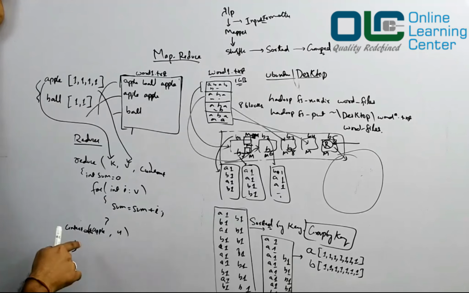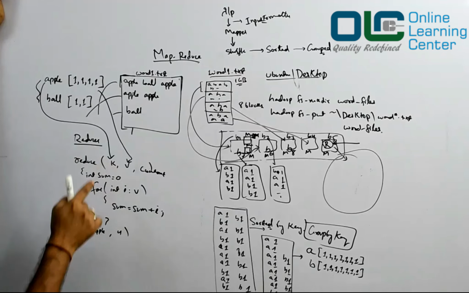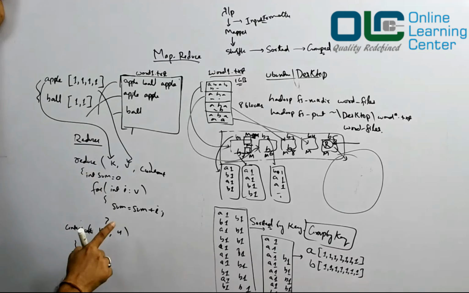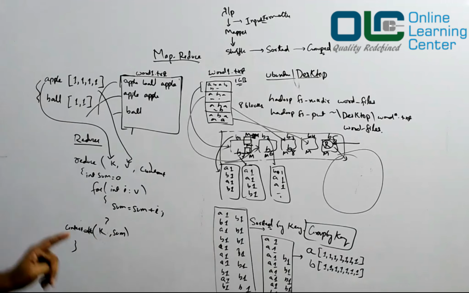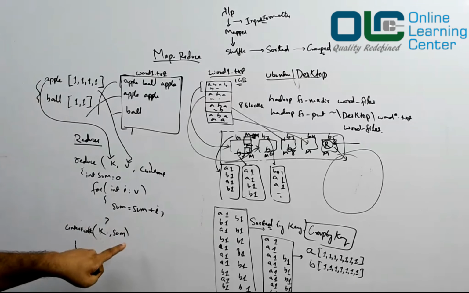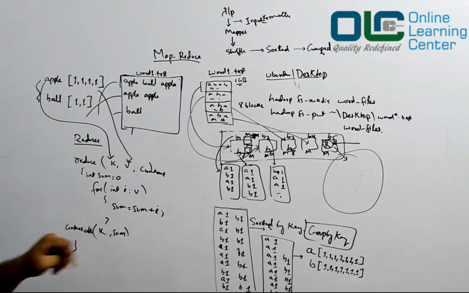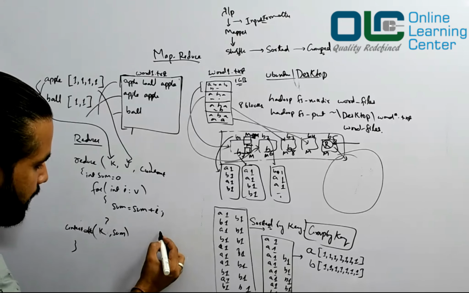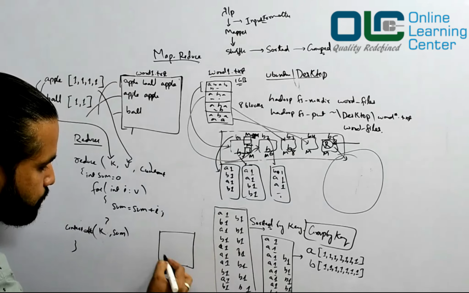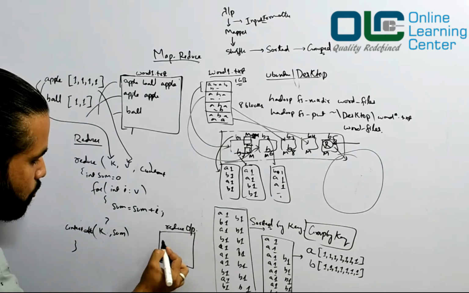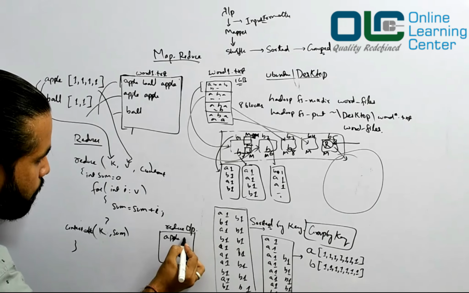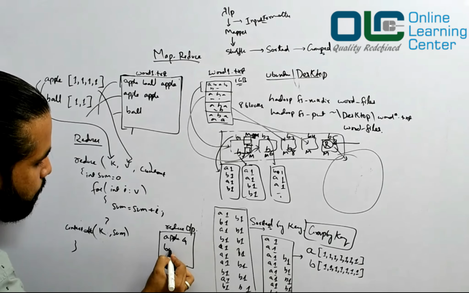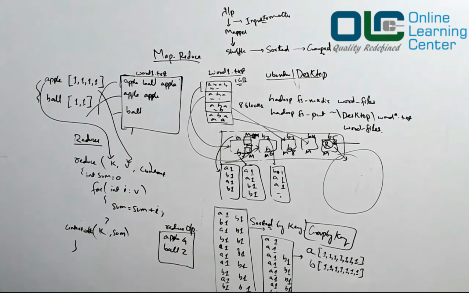So now next time it will context dot write, this k would be ball and this sum would be 2, right? So you'll say context dot write k and sum. When you say k and sum, the first time it will write apple and 4, the second time it will write ball and 2. And that's how the final output would be the reducer output. The reducer output would be apple 4 and ball 2. That's how your MapReduce program will give you the output in very simple terms.